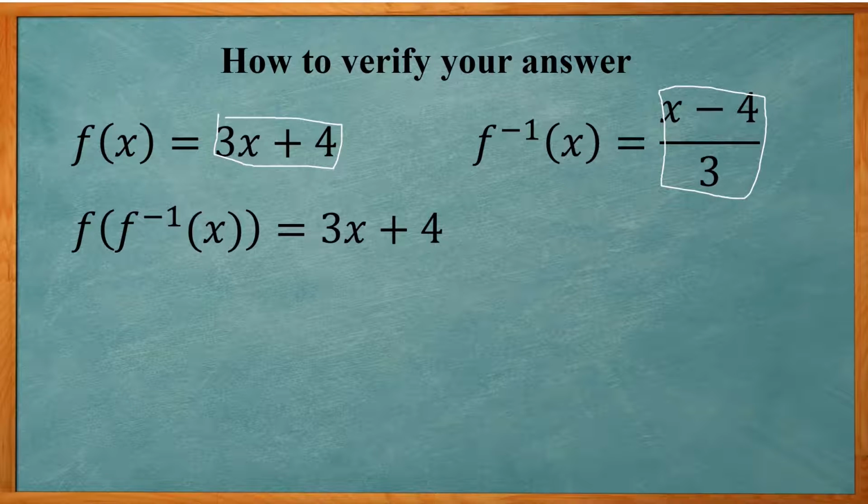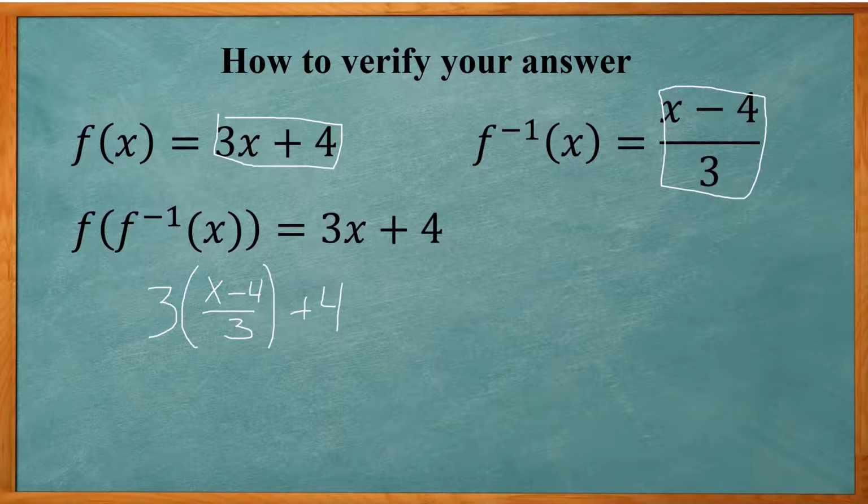So what that does, I'm going to take the 3 times x minus 4 over 3 plus 4. So I basically took the inverse function and plugged it in for x into the main function. Now if I multiply that out, the 3 is going to cancel out, gives me x minus 4 plus 4, which will reduce, because negative 4 plus 4 is 0, so it equals x. If you find f of the inverse function, you're always going to get x out.